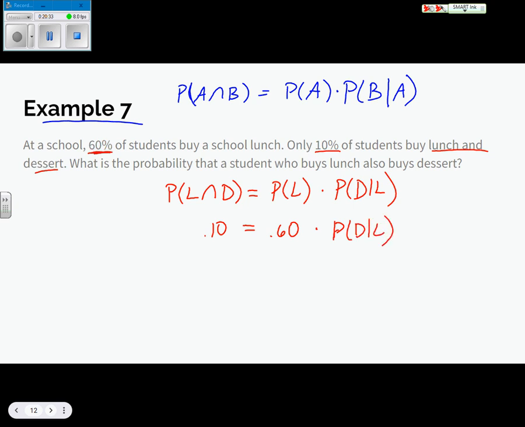D given L. All right. And so I could have solved this explicitly. I can right now divide both sides by 0.6. I get 0.10 over 0.60 is my probability of dessert given that they bought a lunch, which would just be 1/6, which would be 16.7%.